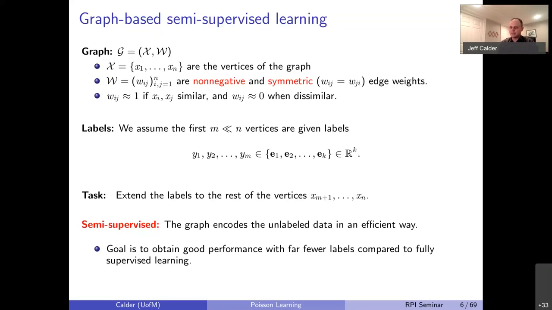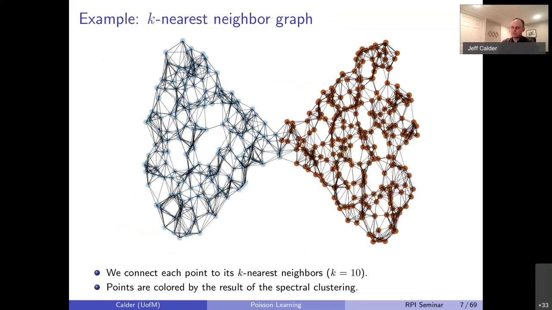So, for example, when you build a graph, here's a very simple example of a graph built over a data set that's basically clustered, with a small sort of bottleneck bridge between the two clusters. And so here I built the graph as a k-nearest neighbor graph, which means that for every node, I look at its k-nearest Euclidean neighbors, and I connect them by an edge. And so you get a fairly sparse graph that encodes the geometry of the data fairly well.